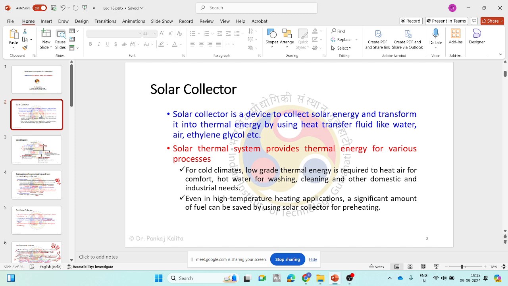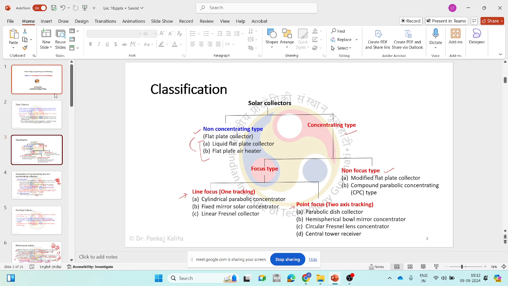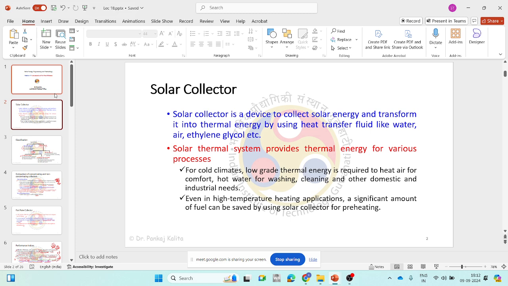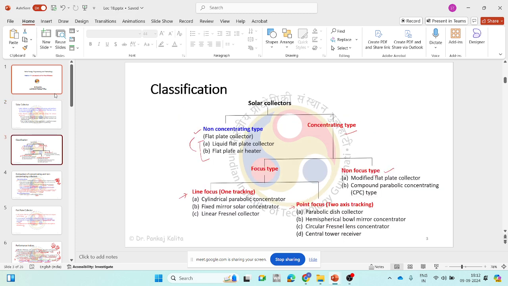Basically, you are utilizing the thermal energy of the incoming solar radiation to fulfill your application. Okay, so the classic examples are the air heaters or water heating utilizing the solar thermal energy, right? So the classification of these solar collectors can be done as either concentrating or non-concentrating type.